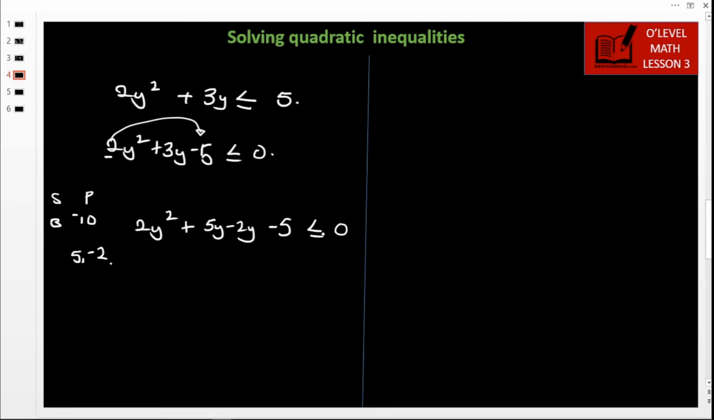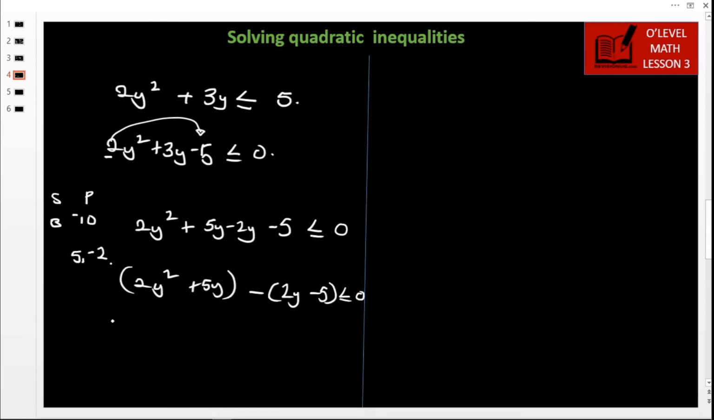Now those learners who do not know how to solve quadratic equations, please just follow the revision lesson about quadratics. Then when you come here, it will be easy to solve the quadratic equations. So here what I'm having, we have 2y squared then plus 5y. This one we are pairing, then 2y minus 5 is less or equal to 0.